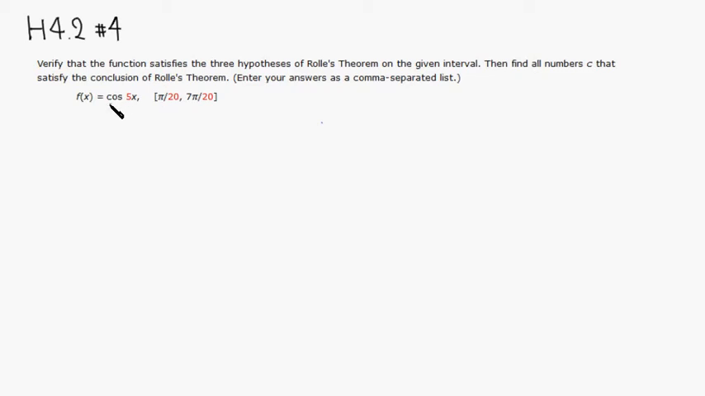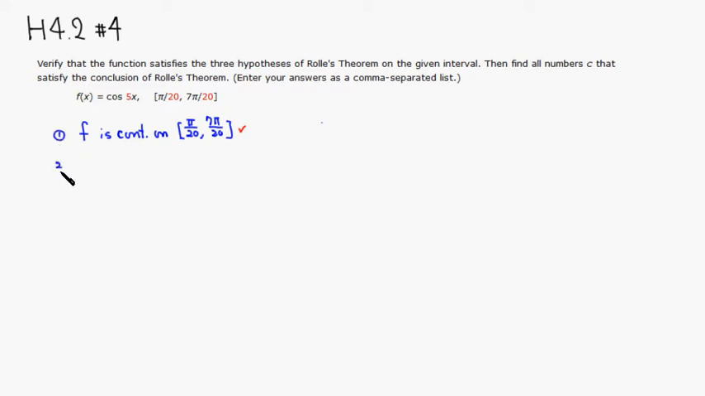If you look at this cosine function, f is continuous everywhere, so this is definitely continuous on the interval from pi over 20 to 7 pi over 20. It's actually continuous everywhere, so we have that. And so this is the first one.